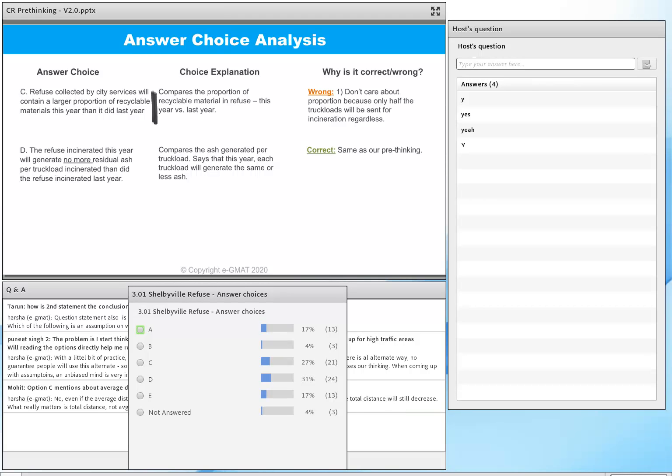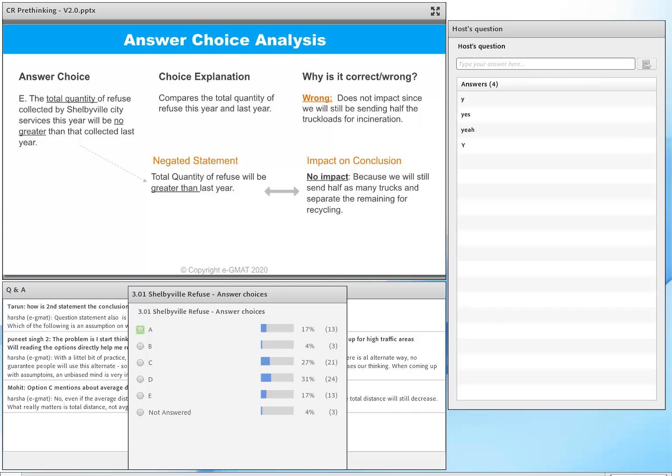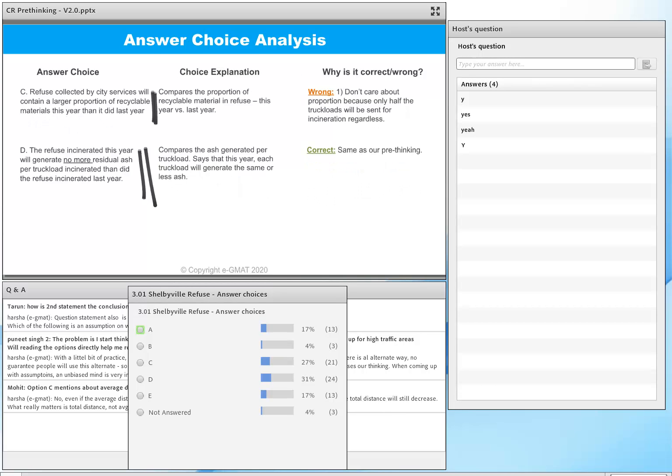Choice D talks about the ash per truckload. Again, it compares it and it says, this time the ash per truckload is going to be very similar to or less than what it was last year. Which is the same as our pre-thinking was. You do the negation test, and if you do the negation test on this, you're going to see that the conclusion breaks down.